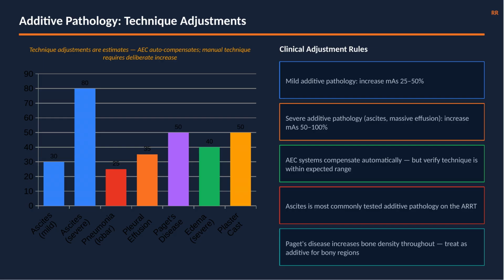AEC systems generally compensate automatically for these changes. The MAS increases to reach the target exposure. For manual technique, deliberate increase is required. For AEC, verify the resulting MAS is within the expected range for the pathology.